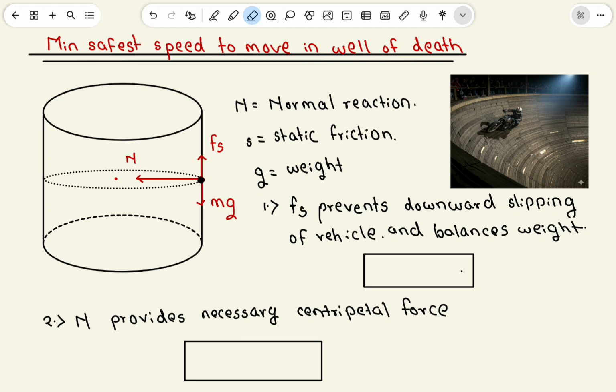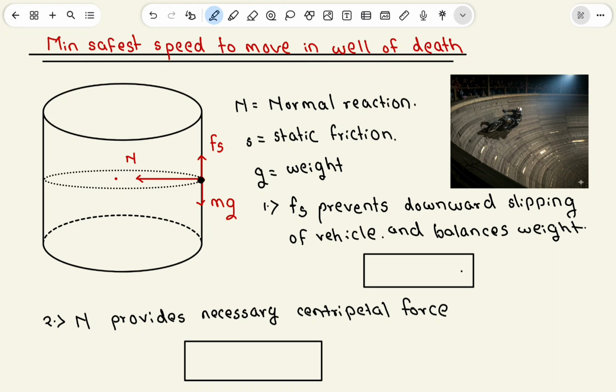The topic that we are going to see today is the minimum safe speed to move in the well of death. For your reference, I have attached a picture of a well of death on the right hand side of the screen, where you can see a motorcycle undergoing a circular motion in the well of death.